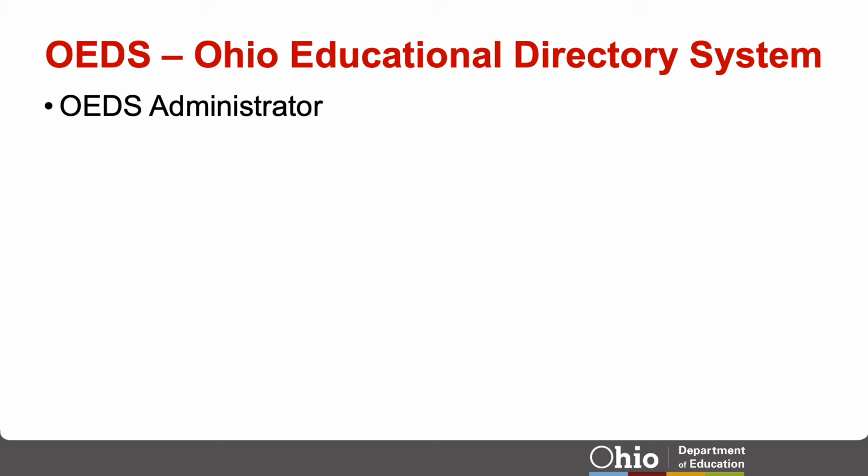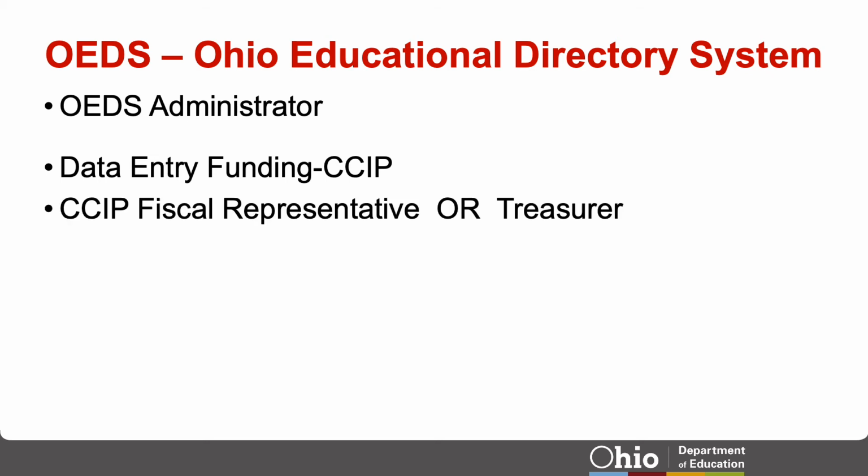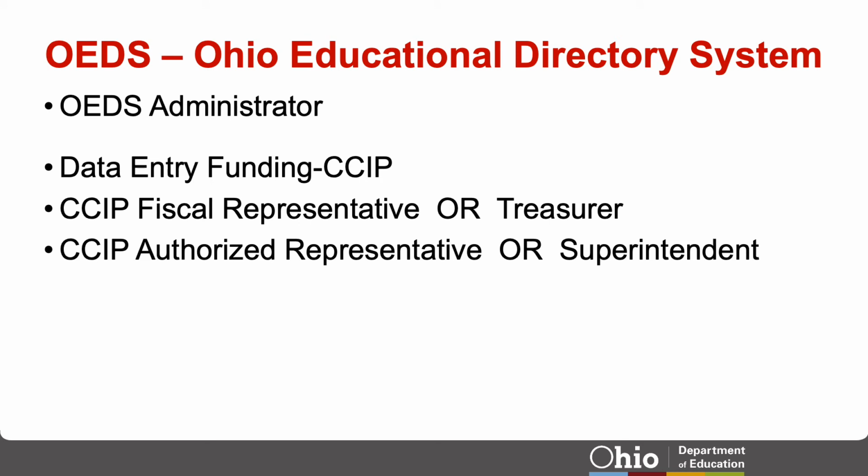The roles needed for the Broadband Ohio Connectivity Grant include Data Entry Funding CCIP, which allows the user to enter the grant application information. CCIP Fiscal Representative or Treasurer, who will review the application and submit project cash requests. And the CCIP Authorized Representative or Superintendent, who approves the application for submission to the department.